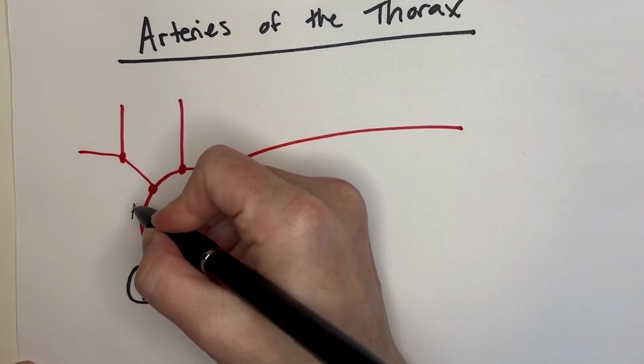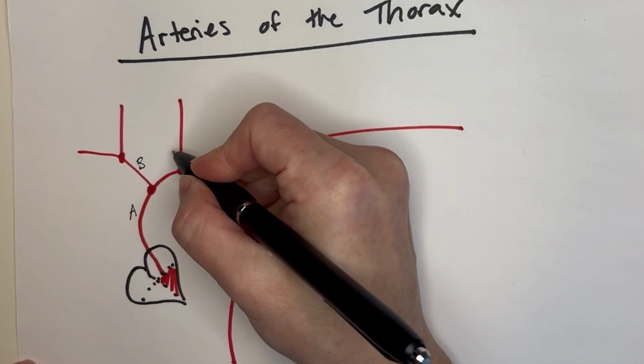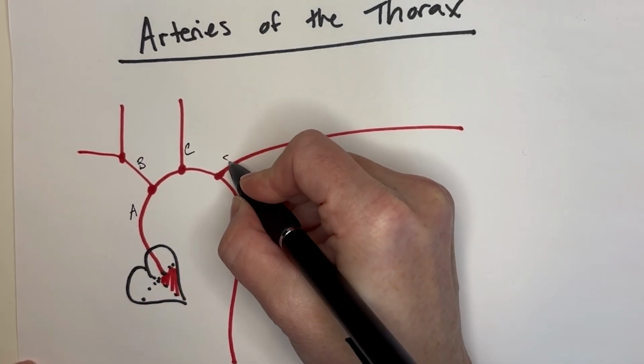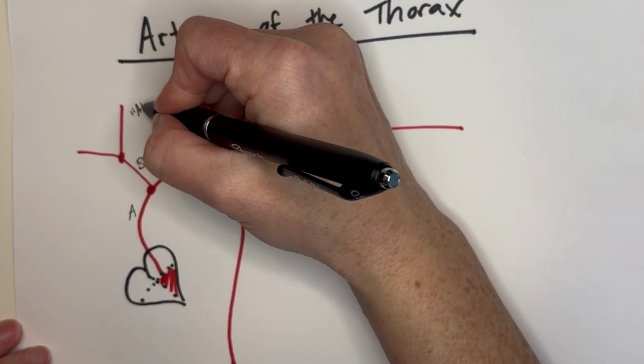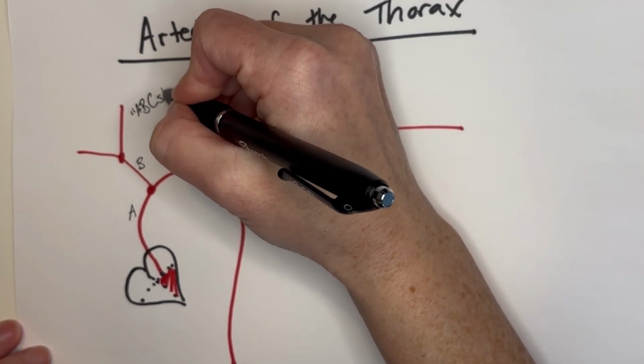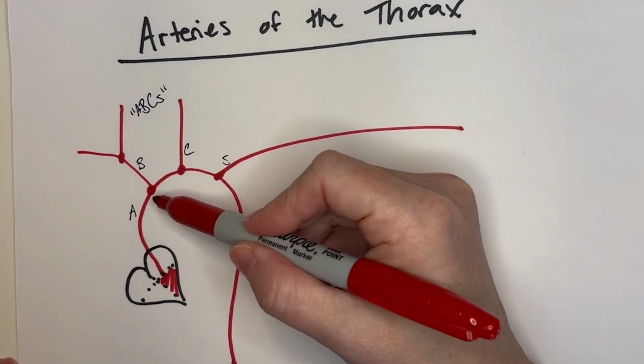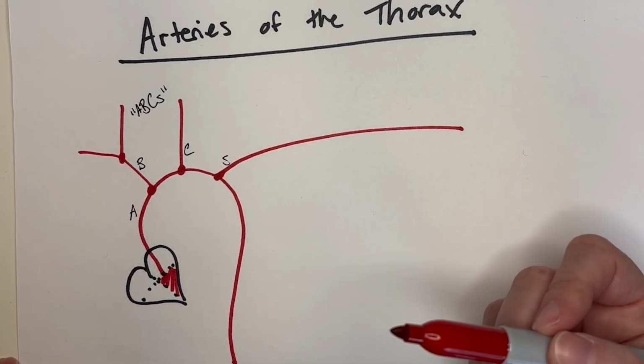You can remember those branches of the aorta by remembering your ABCs: A for ascending aorta, B for brachiocephalic trunk, C for common carotid artery, and S for subclavian artery. ABCs. Remember that your aorta has those three separate parts.